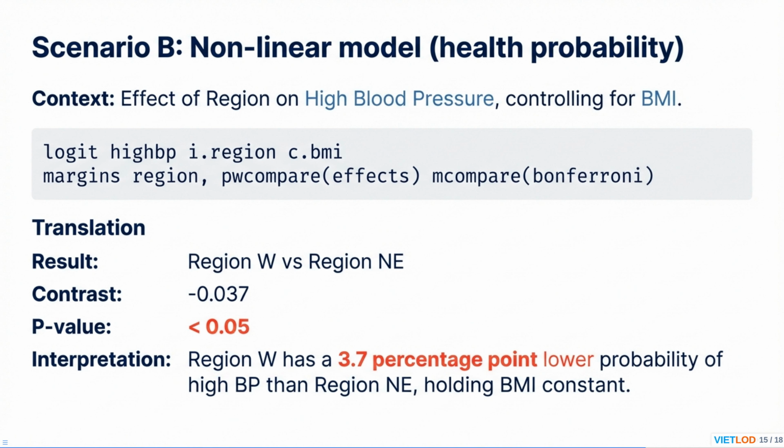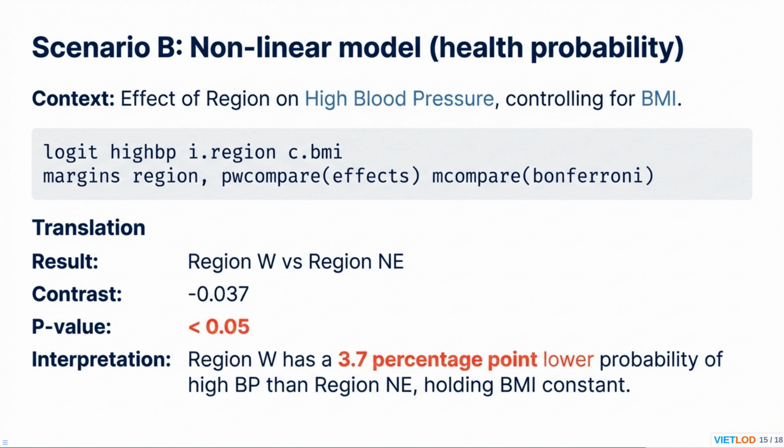In this scenario, we move to a nonlinear logit model to examine how a person's geographic region affects the probability of having high blood pressure while controlling for BMI. To get interpretable results, we use the margins command with the pwcompare option. We've also applied a Bonferroni adjustment to ensure our statistical conclusions are robust.